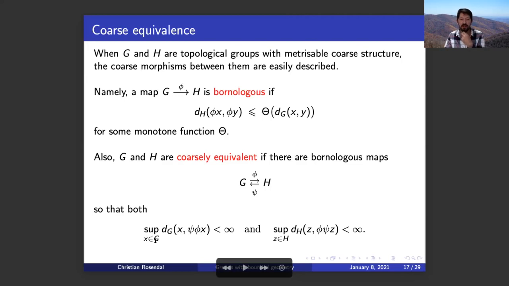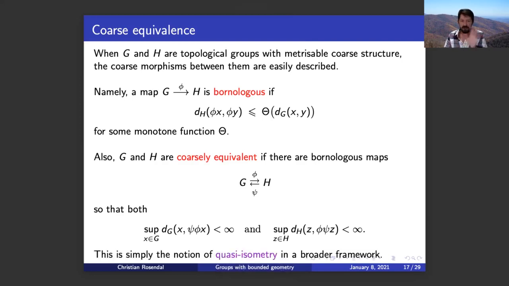So another way: if I look at the supremum over the elements x of G of the distance from x to psi of phi of x, this is bounded, and similarly the other way around. Okay. Well, again, this is simply the notion of quasi-isometry in a slightly broader framework.